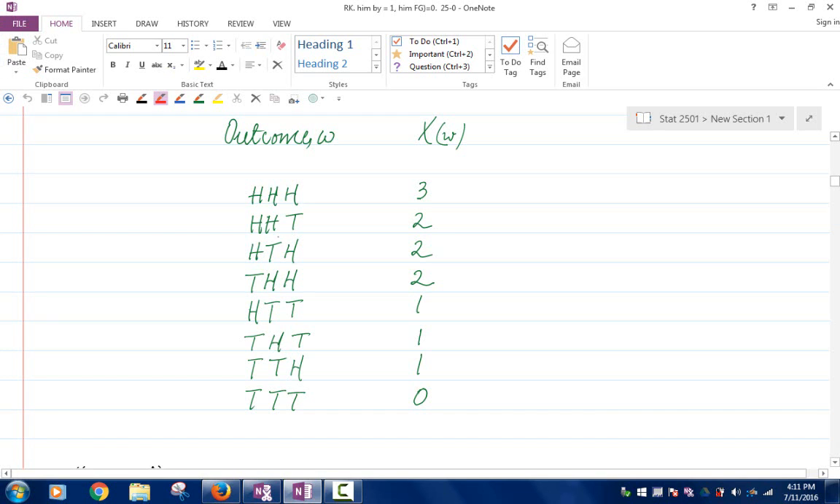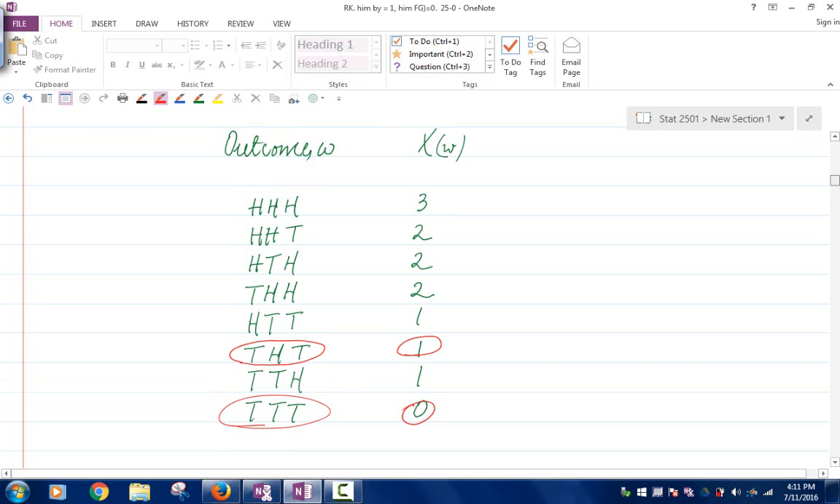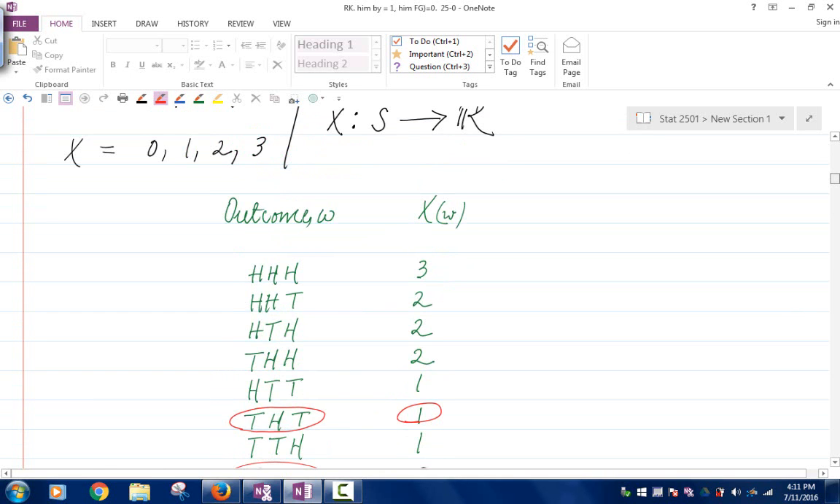And if the outcome is THT, then the number of heads is 1, and so the value of X is 1 here. And if the outcome is TTT, then the number of heads is 0 and X is 0. Okay, so X is a random variable which is a function from the sample space into the real numbers.